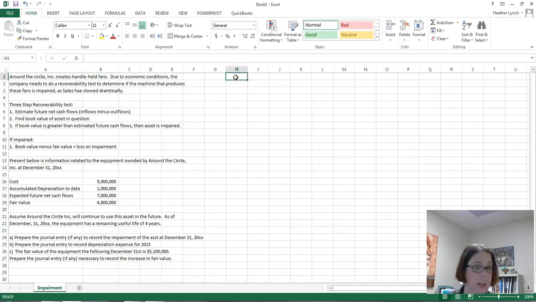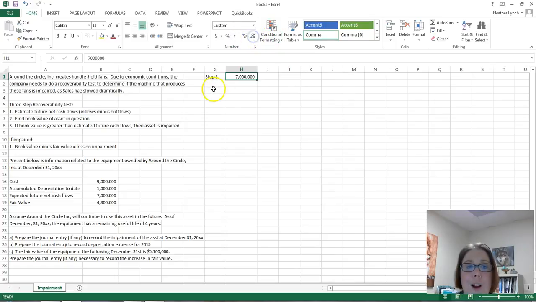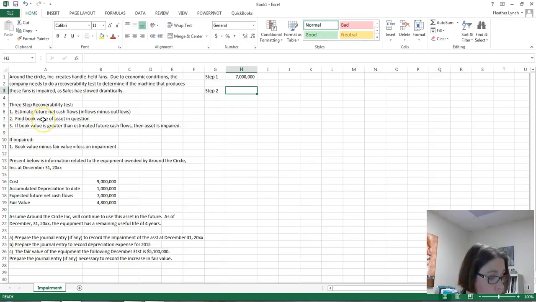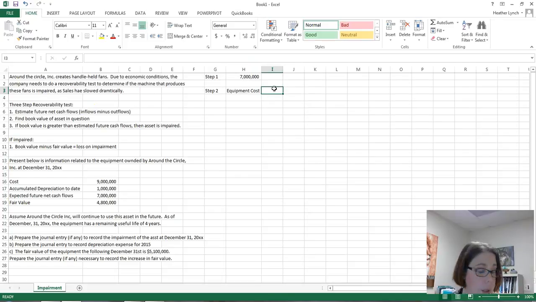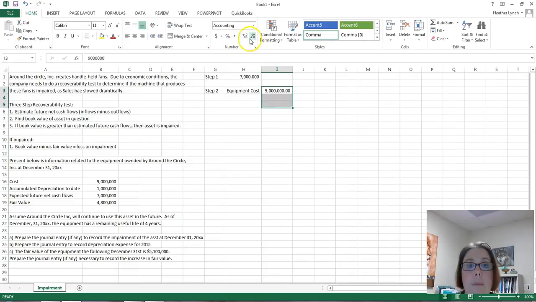Okay, so we'll come up to here. So step one, that was estimate future net cash flows, your inflows minus your outflows. Well, luckily for us, they have given us that as $7 million. We didn't have to figure that one out. So that was the easy part. They're all easy if you follow the steps. So step two, find the book value of the asset. So the equipment cost was $9 million.